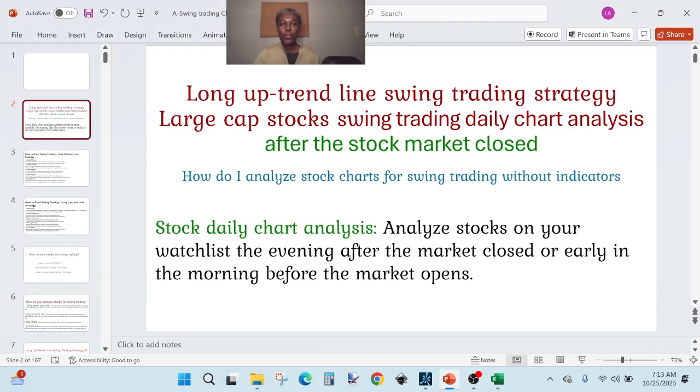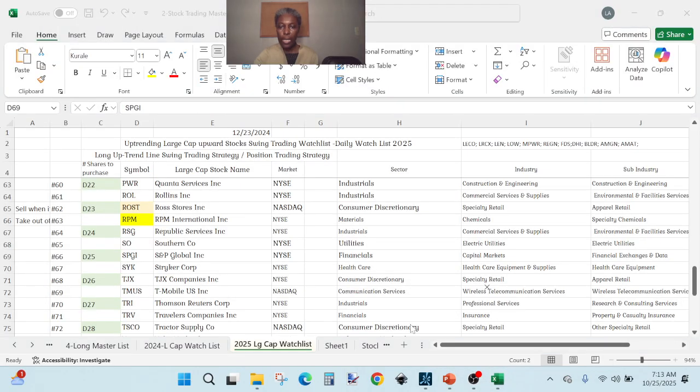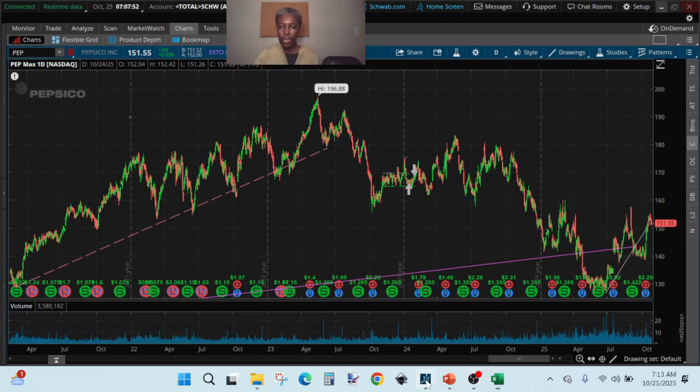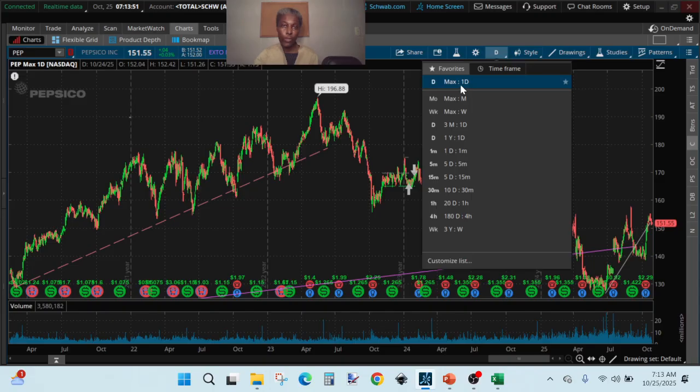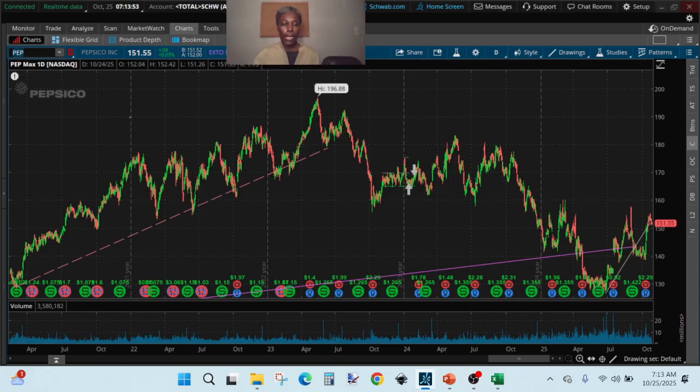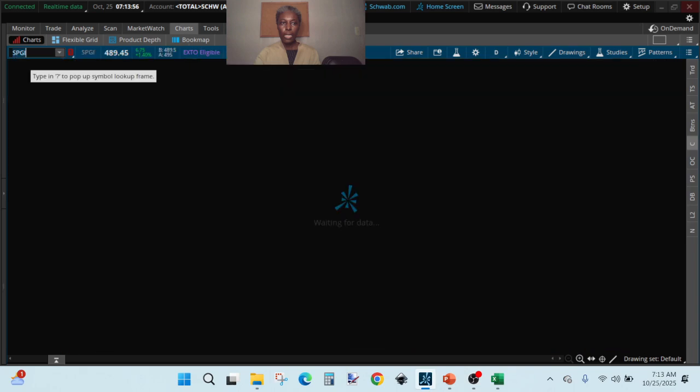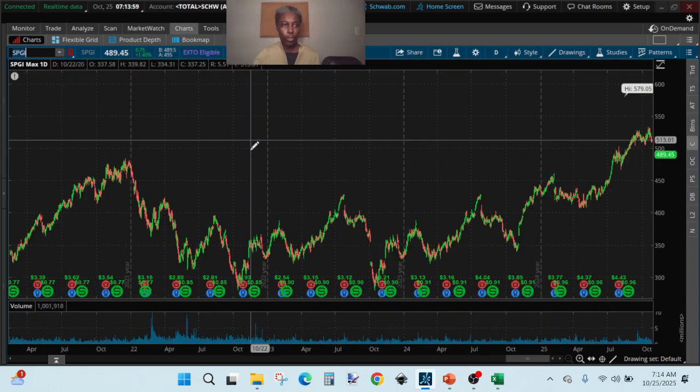Hello, how do I analyze stock charts for swing trading without indicators? So let's take two stocks here to analyze together. The first one is SPGI. Using the Thinkorswim platform, we are going to use the maximum daily chart for our chart analysis and for our buying and selling decision making as well.